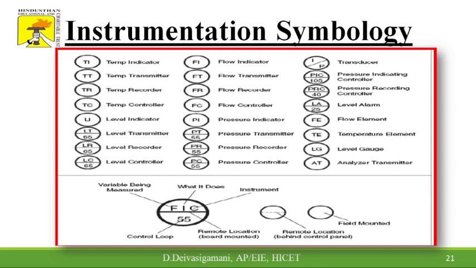So this is the exact instrumentation symbol of equipment. This is FIC. FIC is nothing but flow indicating controller with the tag number of 55, and the line represents the instrument is mounted on board. It's mainly used for flow measuring process, and the remaining controllers are also available in this chart. That is pressure recording controller, PRC, and PIC is nothing but pressure indicating controller, flow regulator, flow transmitters. So that we can easily identify all the equipment in a very convenient way.